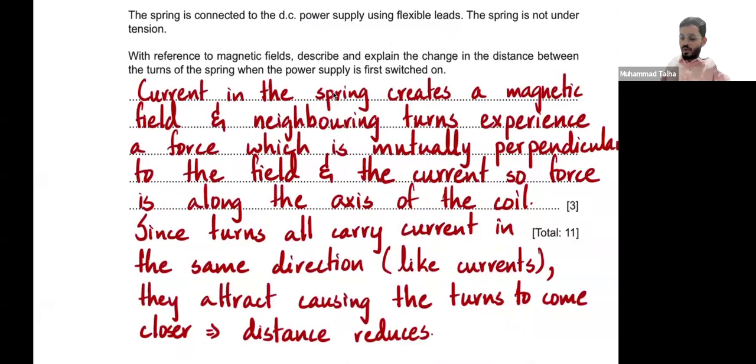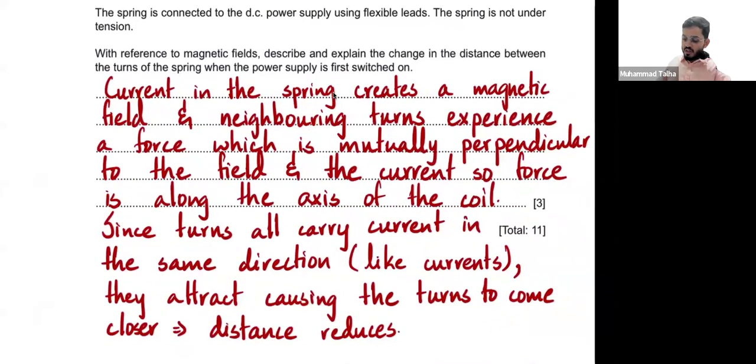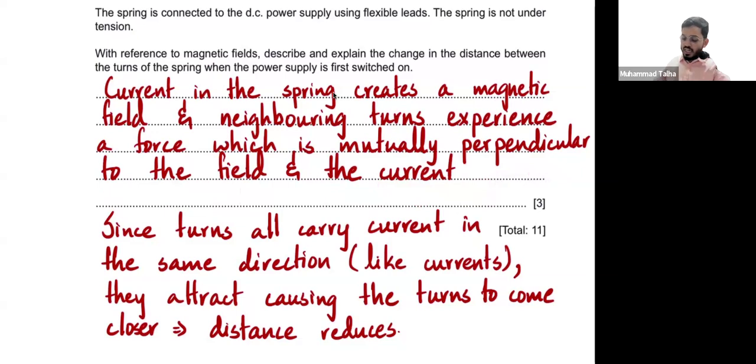Again, probably I should reword this because it does say with reference to magnetic fields. So maybe I should write it like this. Because of the interaction of the magnetic fields of the turns.